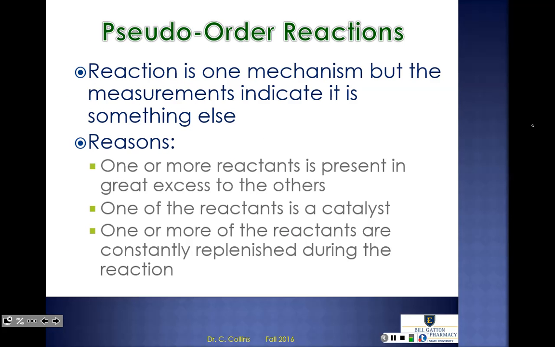Pseudo-order reactions, we talked about a little bit, is where the reaction may be one mechanism, but based upon the conditions it gives the appearance of being something else. So one or more of the reactants being present in great excess would cause this. One of the reactants is a catalyst, so it doesn't change. One or more of the reactants are constantly replenished during the reaction, so it doesn't get used up. So these are reasons why you could have pseudo-order reactions.